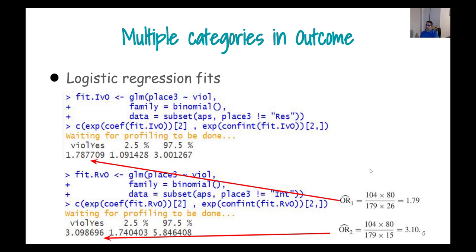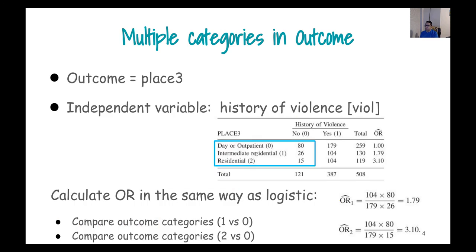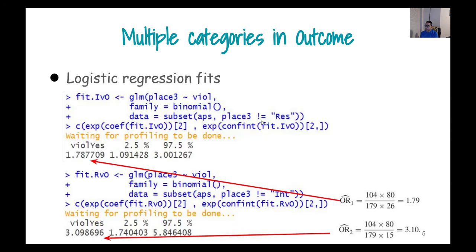Alright, so we can basically calculate the same odds ratio just by restricting our analysis. For example, here we are subsetting the APC dataset where the place 3 variable does not have any residential subjects. We only have the outpatient and intermediate residential. We do not have any residential subjects here, and the odds ratio is 1.79. Remember, our previous odds ratio was also 1.79.